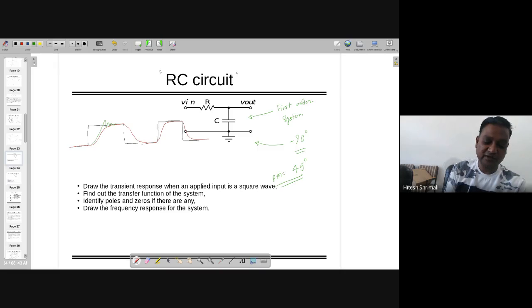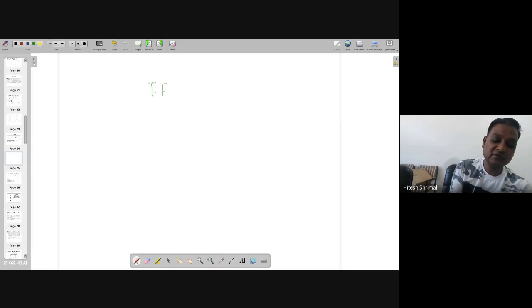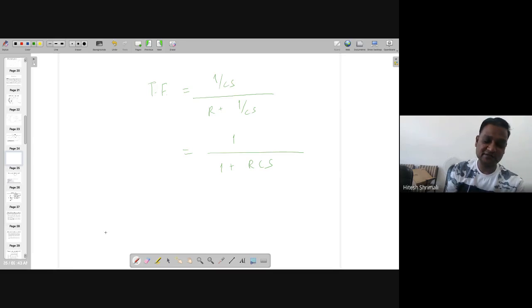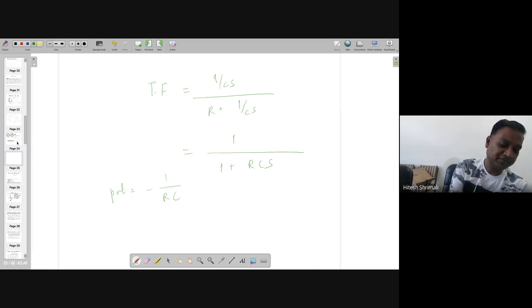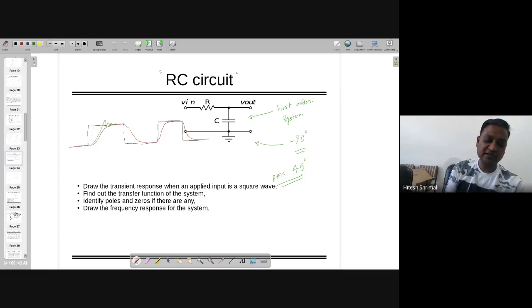Now, find out the transfer function of the system. The transfer function is already known to us. It's (1/CS) divided by (R + 1/CS). That makes this 1/(1 + RCS). So there is only one pole in the system, which is at minus 1/RC, in radians per second. If you want to make it hertz, you have to divide by 2 pi also. Right. So there is no zero, by the way, in this system.